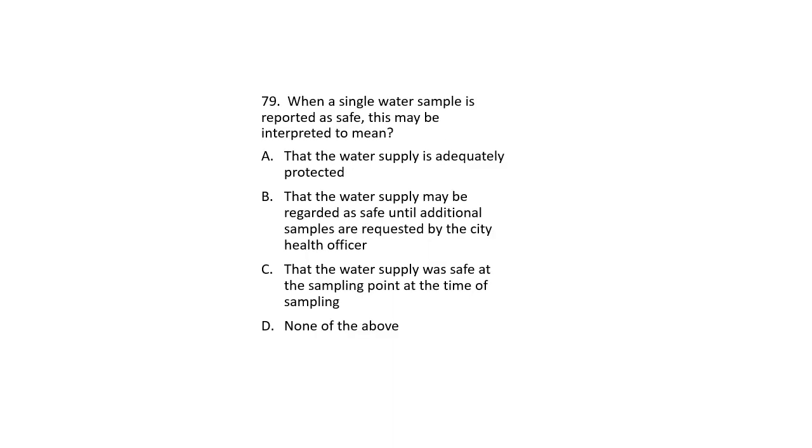When a single water sample is reported as safe, this may be interpreted to mean that the water supply is adequately protected, that the water supply may be regarded as safe until additional samples are requested by the city health officer, that the water supply was safe at the sampling point at the time of sampling, or none of the above. Answer to that is the supply was safe at the sampling point at the time the sample was taken. This is why you take monthly samples based on population.